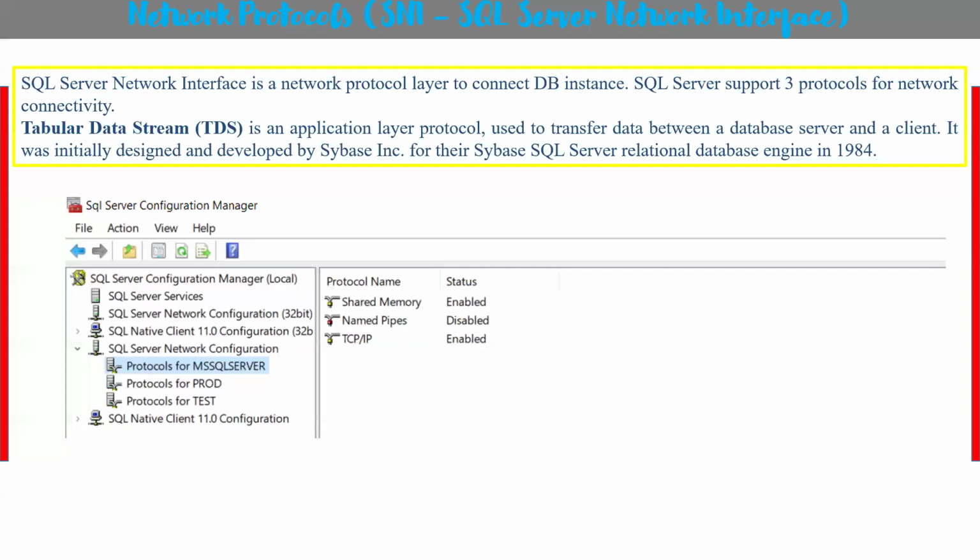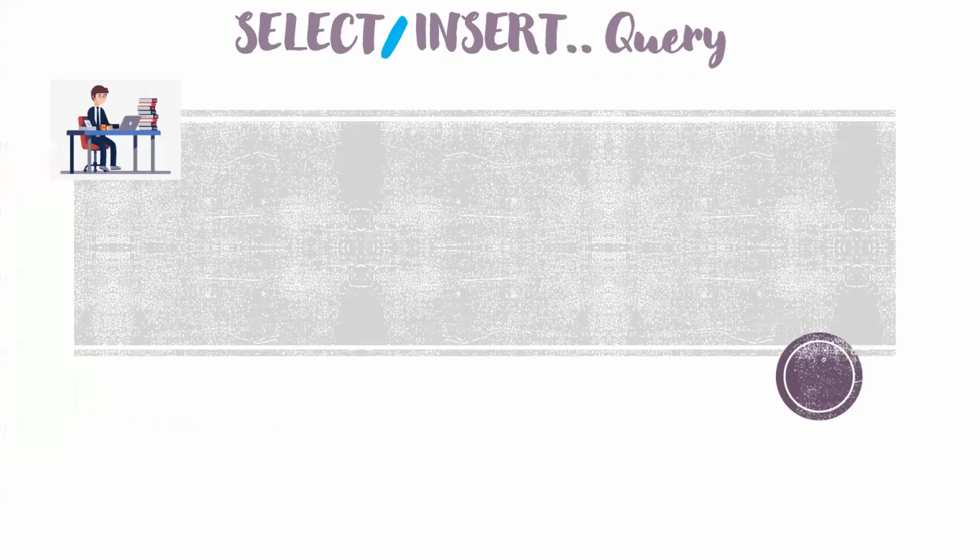Getting my point, everyone? Whenever a user is trying to make a connection, first it will connect to the database engine via a network protocol. It may use shared memory, named pipes, or the TCP/IP protocol. Make sense, everyone?